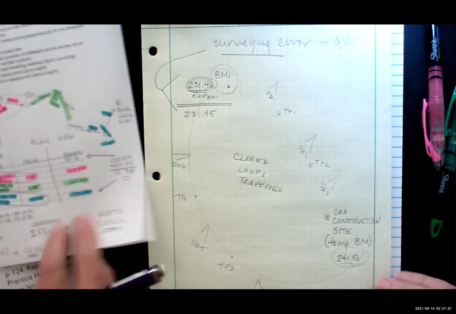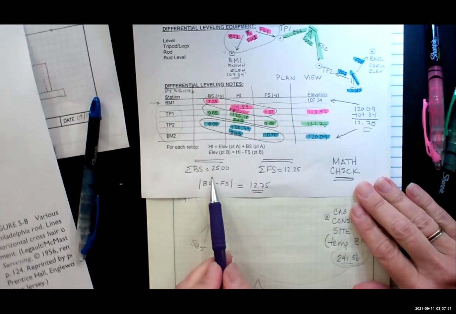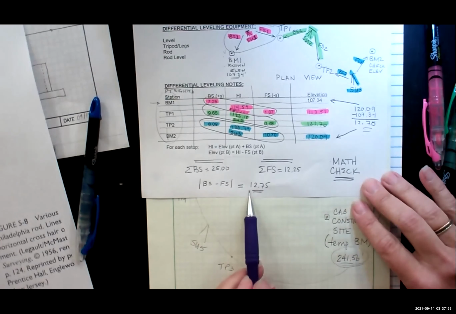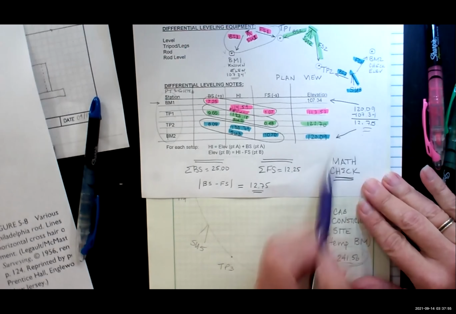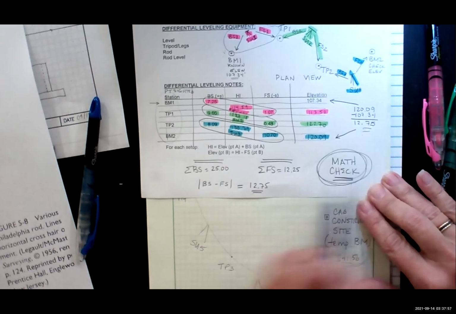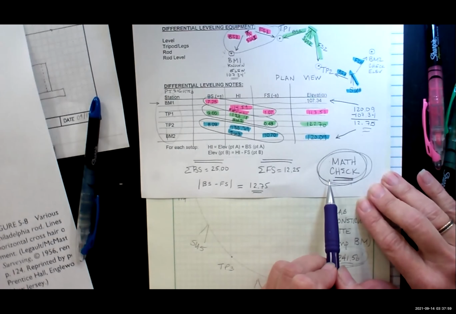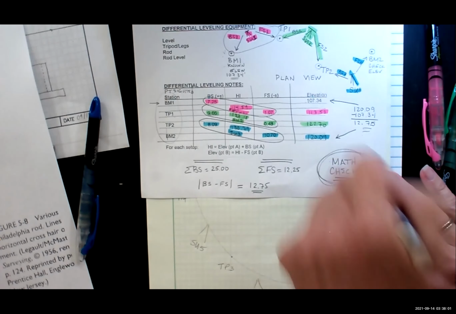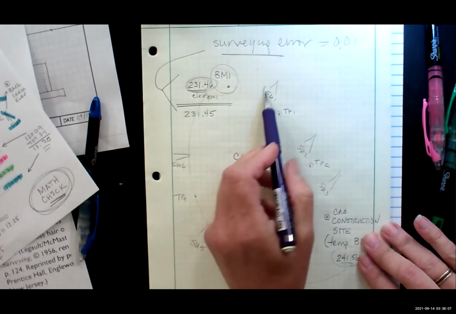So let's go back to this. When you sum up the backsights, sum up the foresights, subtract them and check them with this, this is a math check only. It is not a surveying check. Doing the whole loop and coming back, this is a surveying error.